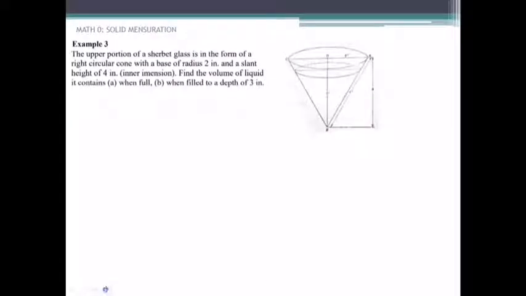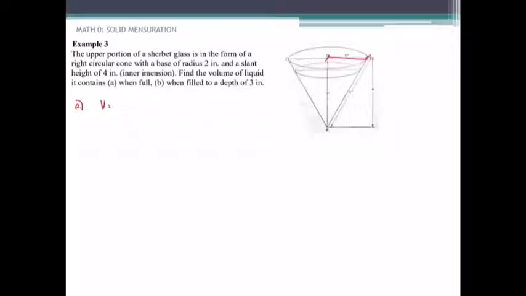I guess this is the last example. The upper portion of a sherbet glass is in the form of a right circular cone with a base of radius 2 inches, and a slant height of 4. This is your slant height, 4. Find the volume of liquid it contains, A, when full, and letter B, when filled to a depth of 3 inches. So letter A, find the volume when full.